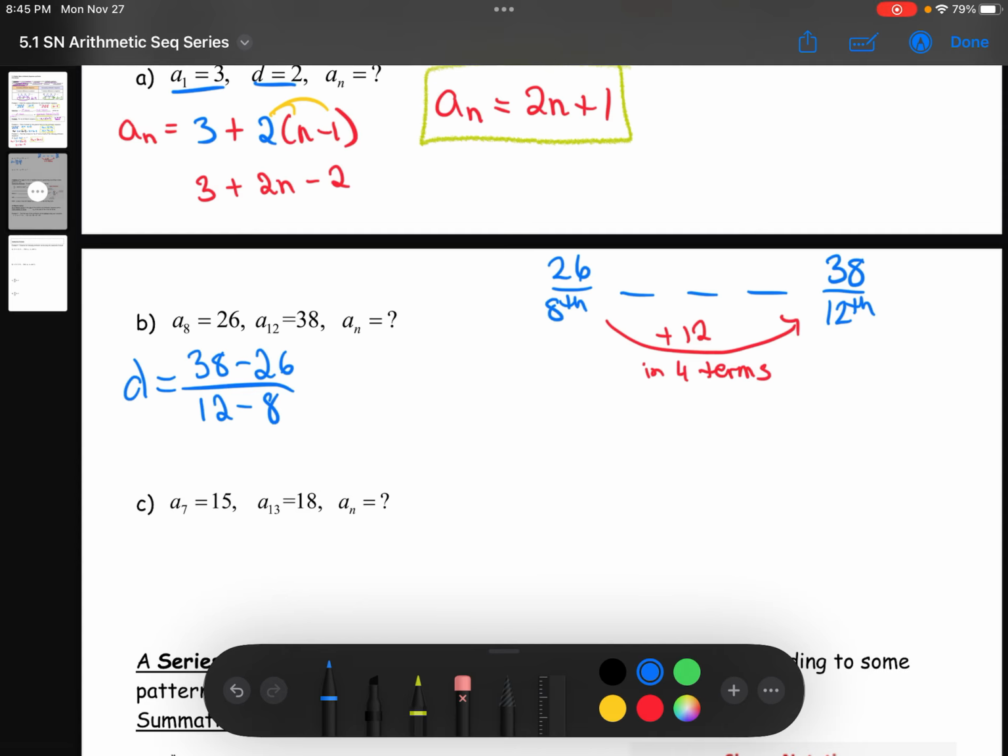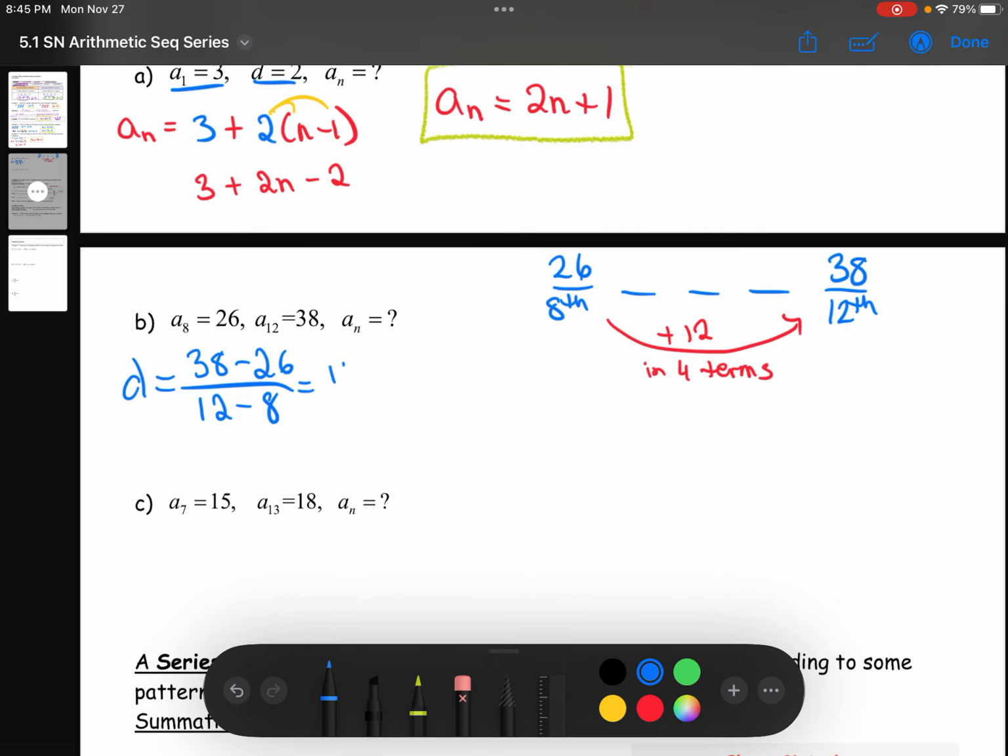Treat the value of the term like the y's. Treat the term number n like the x's. So this is 12 over 4, which is 3. And we can check this. If we add 3, we get 29, then 32, then 35, and then we really do land on 38. So that all works. Now, to write that general term, a sub n would equal a1.